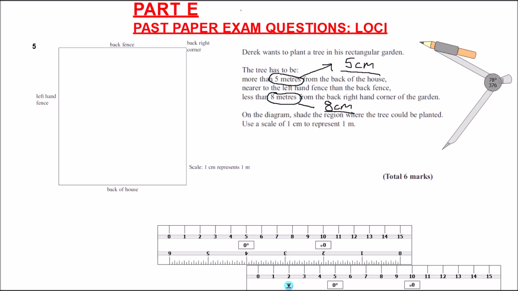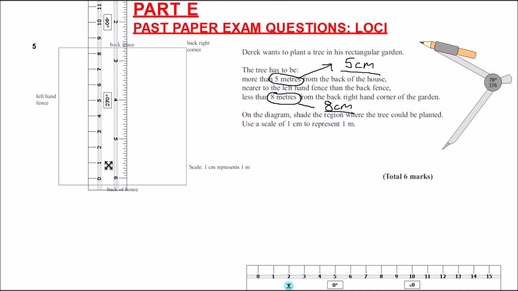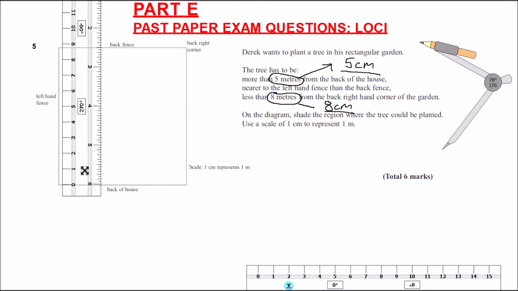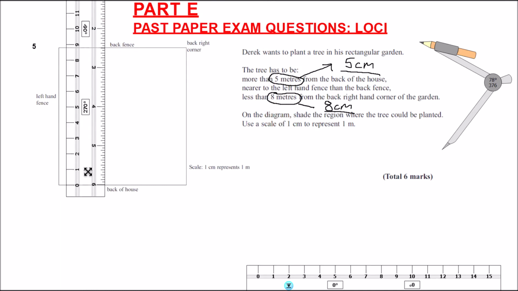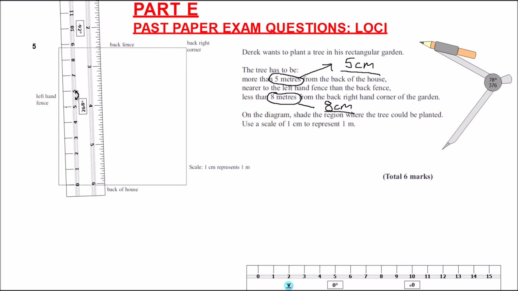But first of all, the tree has to be more than 5 metres from the back of the house. So where's the back of the house on this diagram? It's this bottom line. So it needs to be further than 5 centimetres away from this line. What I'd suggest you do is get a ruler, mark on where 5 centimetres is, putting the 0 line where the back of the house actually is, and measuring straight up. So just mark on 5 centimetres at one end, move along to the other side, keeping your ruler nice and vertical.